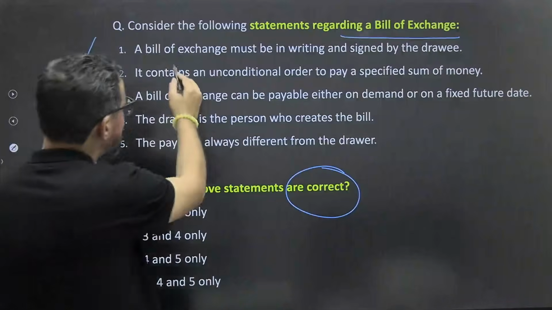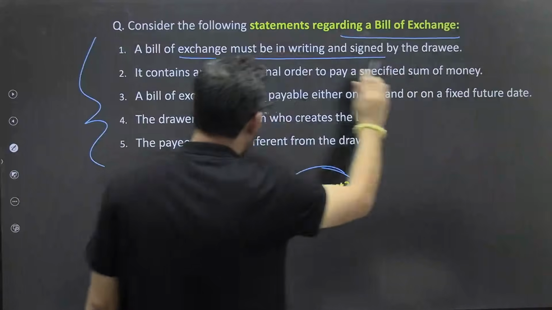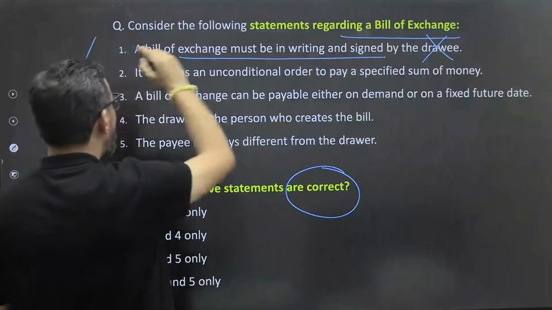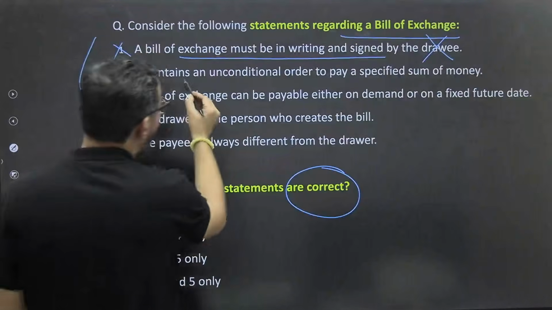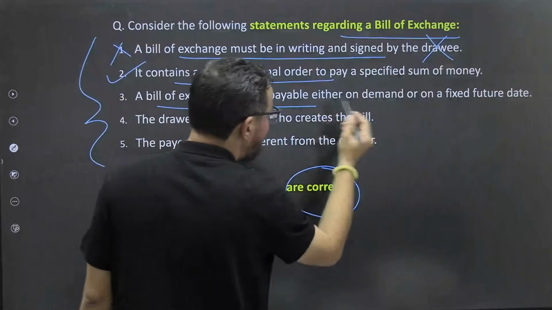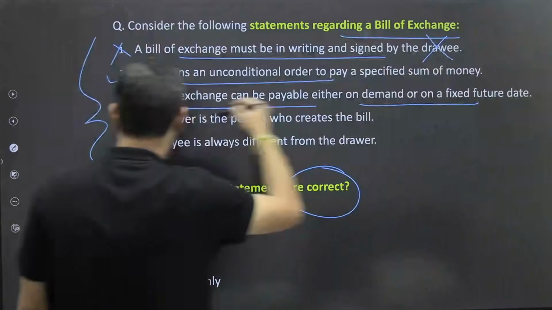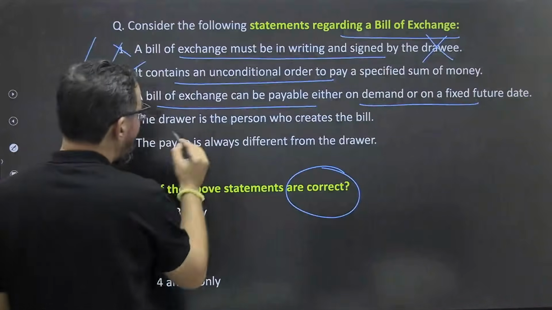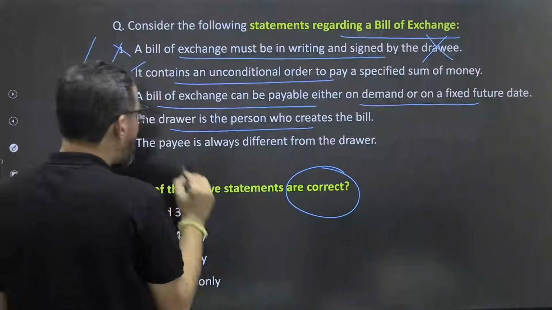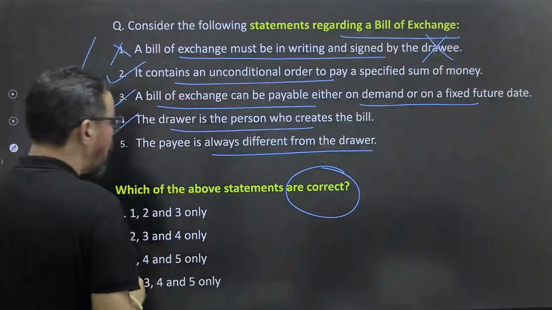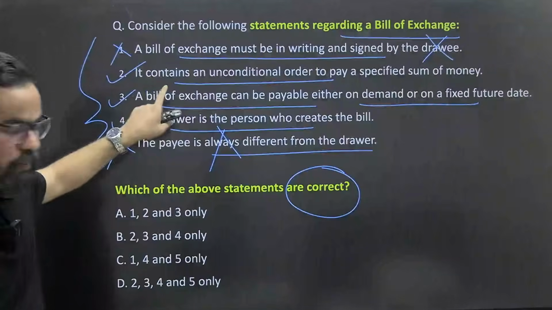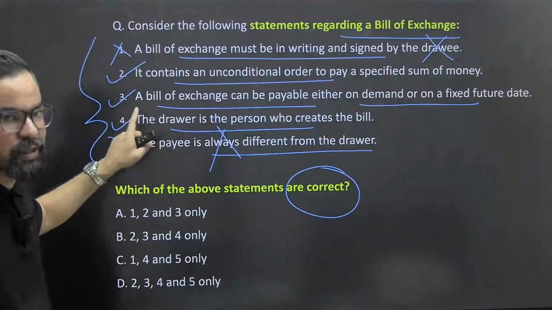A bill of exchange must be in writing and signed by the drawer. It contains an unconditional order to pay a specific sum of money, yes. A bill of exchange can be payable either on demand or on a fixed date, usance or demand bill. True. A drawer is the person who creates the bill. True. The payee is always different from the drawer? No, not necessarily always. It can be the same as the drawer. So the drawer can be the payee, or in some cases it can be different.